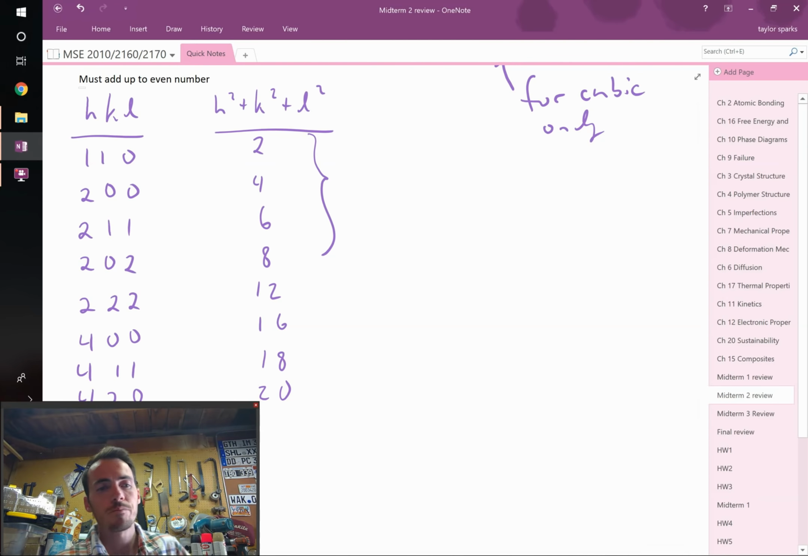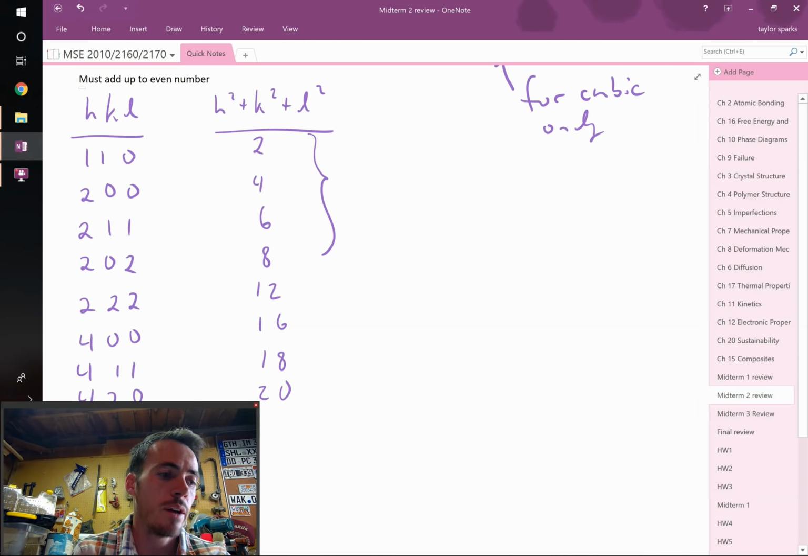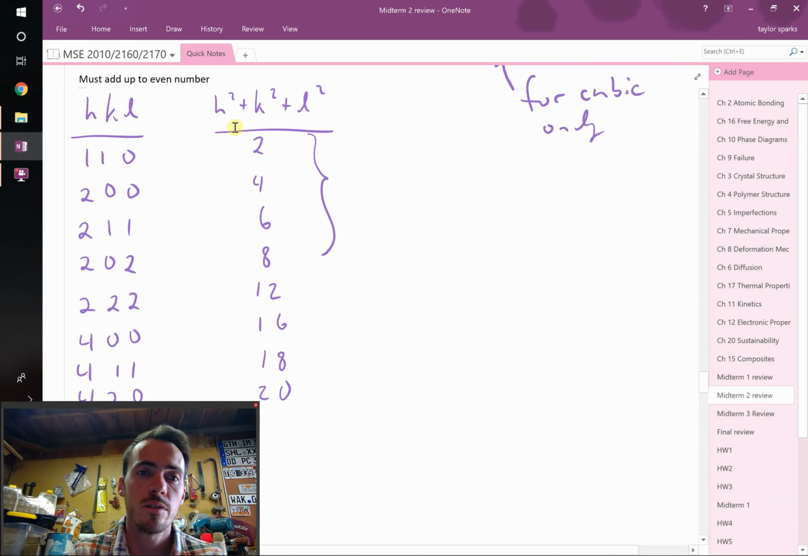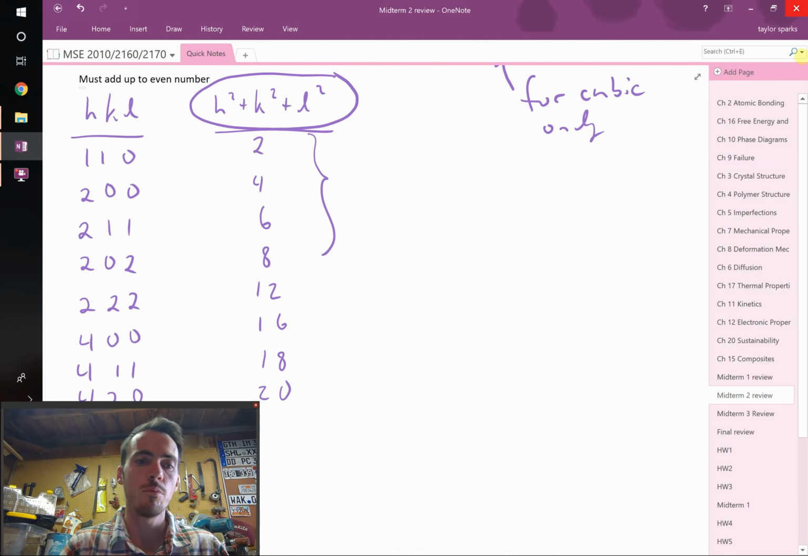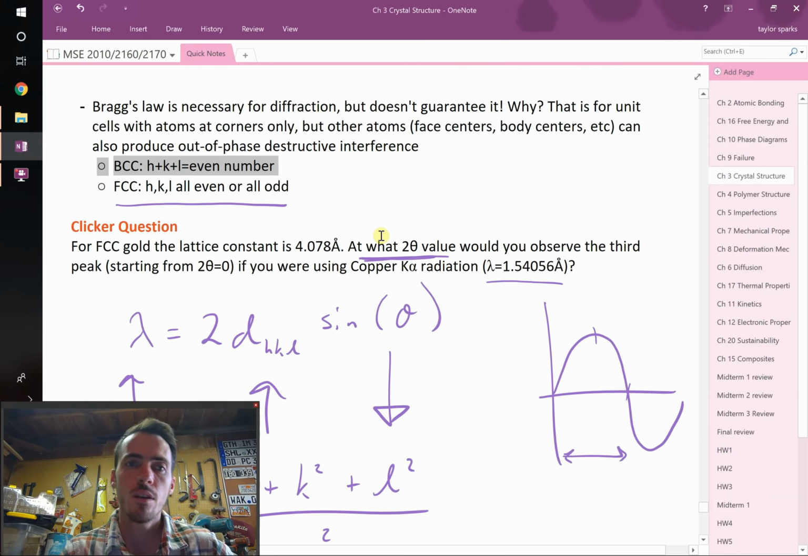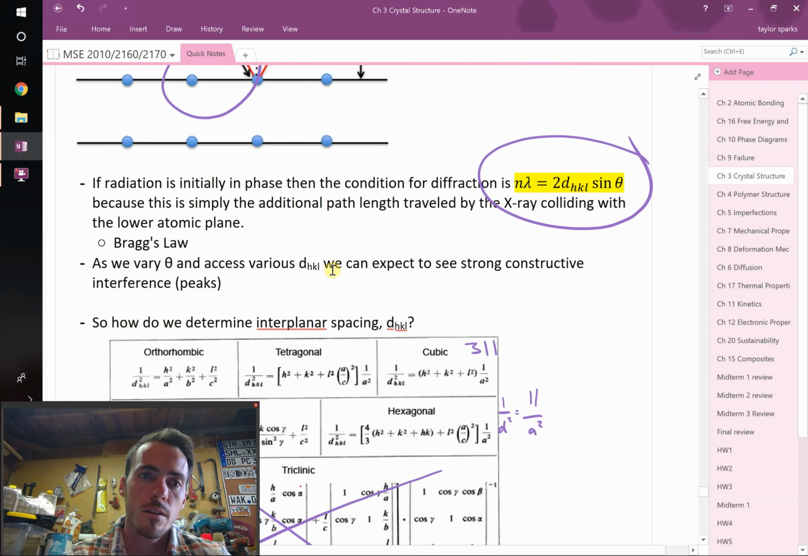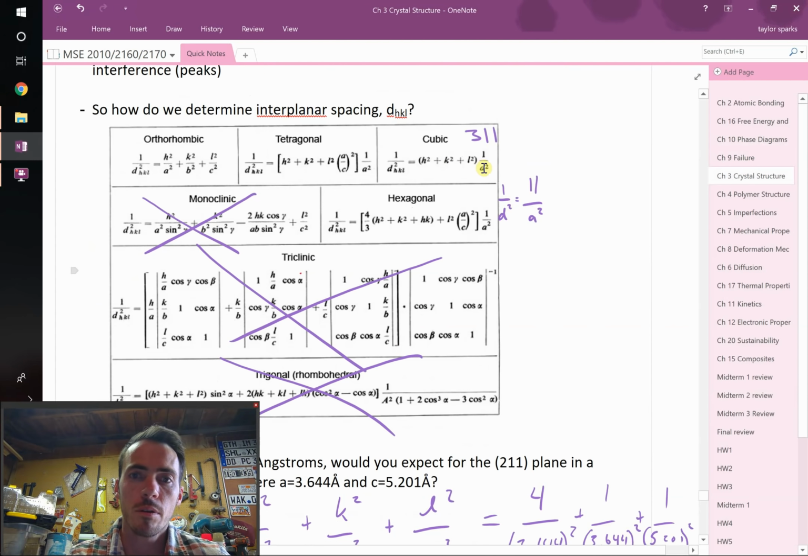Now, if this was not cubic, if it was tetragonal or something, then we'd have to slightly modify this, because now you can't just go off of this alone. Because in cubic, those were all divided by the same number. So it didn't matter what a was, because they were all divided by a.